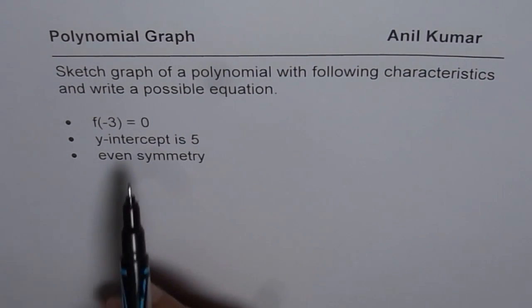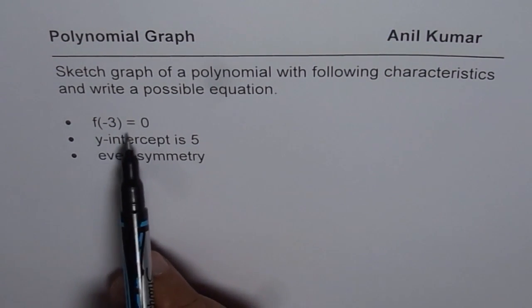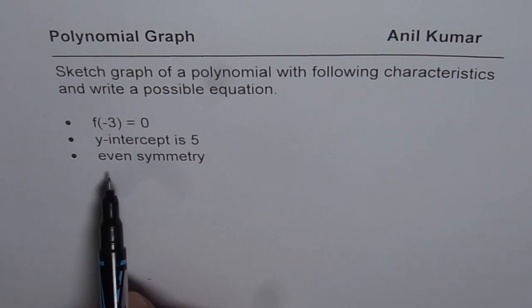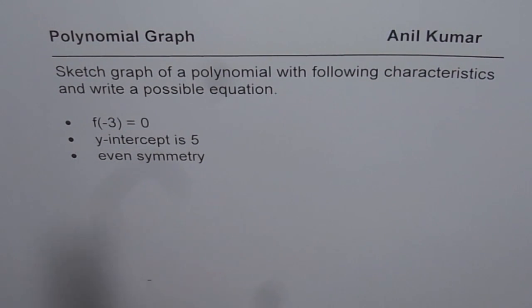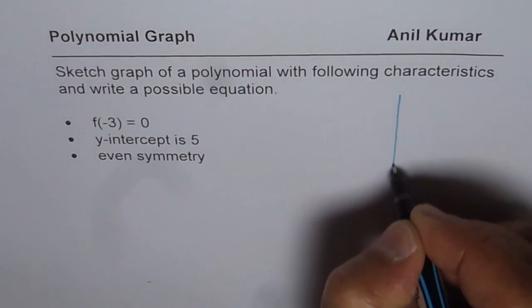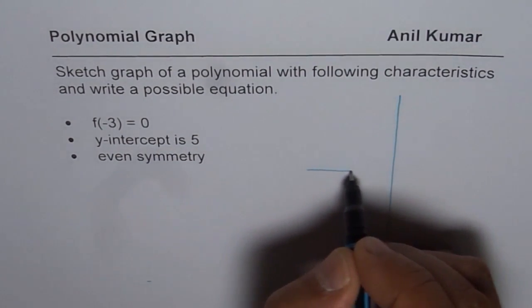The characteristics given to us are f of minus 3 is equal to 0, the y-intercept is 5, and the function has even symmetry. So the polynomial has even symmetry. That is what is given to us. Now let's see how we can sketch such a polynomial.